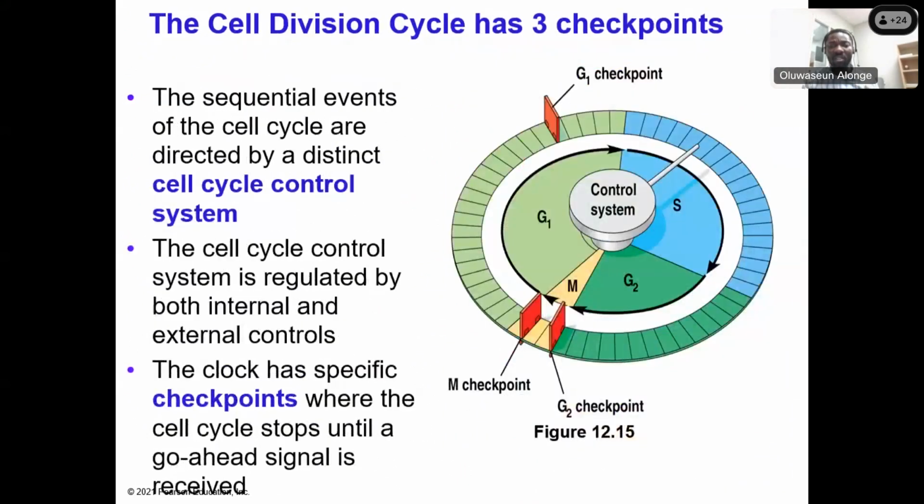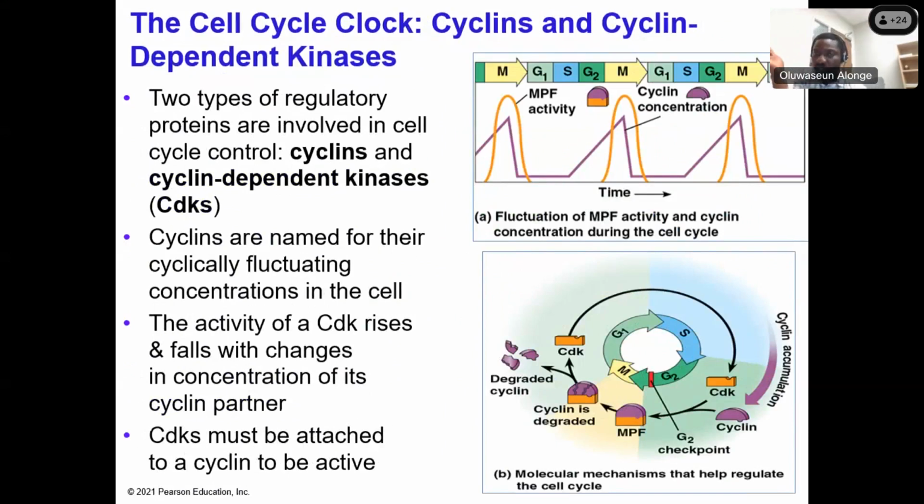Now, there are two types of regulatory proteins actually, and that's why we talked about cycling in the first place. The regulatory proteins are called cyclins and cyclin-dependent kinases, CDK. Now, for some of you that read journals about cancer, you'll have seen CDKs or cyclin. Cyclins are named based on the way they fluctuate. Cyclins are like they are in cycles. All right, that's where cycling came from. So you see they are at different fluctuations at different levels. Then the activity of the CDK rises and falls with changes in concentration of the cyclin as well. So cyclin fluctuates. The fluctuation of cyclins also affects CDK.